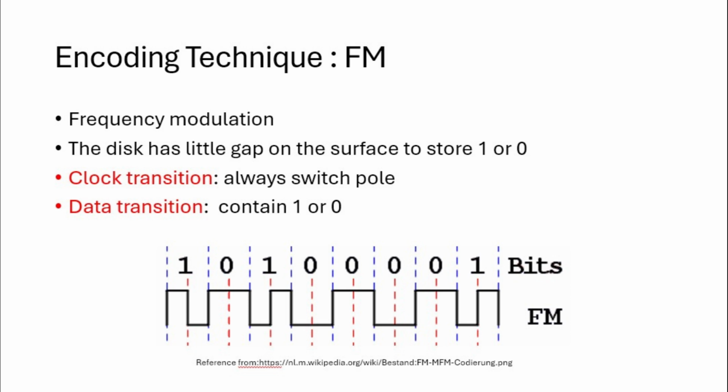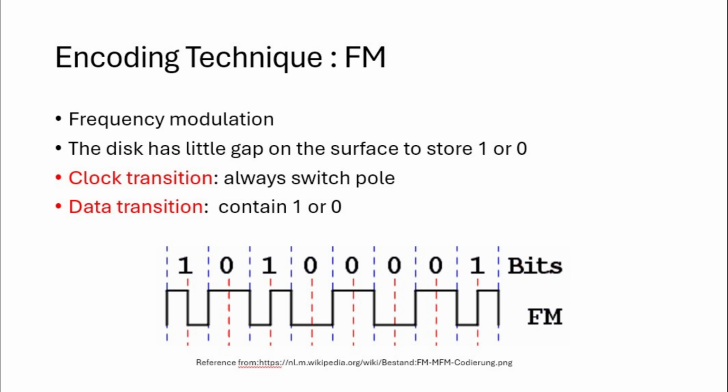The first one is the clock transition. It will always switch the poles. When it switches, you know that another piece of data is coming. The second is the data transition, and this is the transition that contains the data. We can see the picture. There's a blue line and a red line. The blue line is the clock, and the red line is the data.